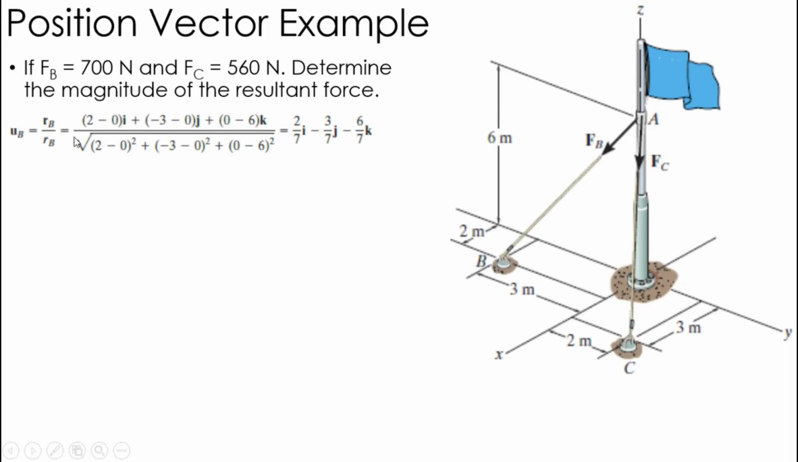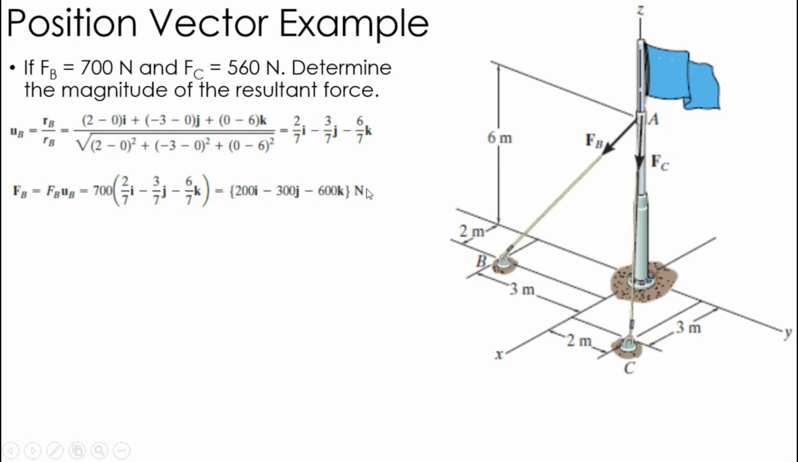The magnitude of that is basically the square root of 2 squared plus 3 squared plus 6 squared, which actually gives me 7. So my unit vector to go from A to B is 2/7 i minus 3/7 j minus 6/7 k. So 2 over 7, 3 over 7, 6 over 7. Okay, so the force vector FB, I just take that unit vector, which just gives me my direction, and I multiply it by 700 newtons. So 700 times that unit vector I found above gives me this force equation right here for B.